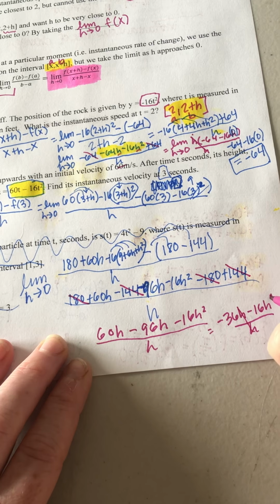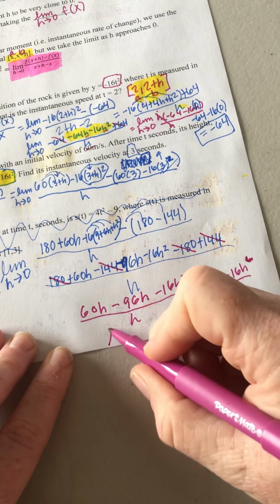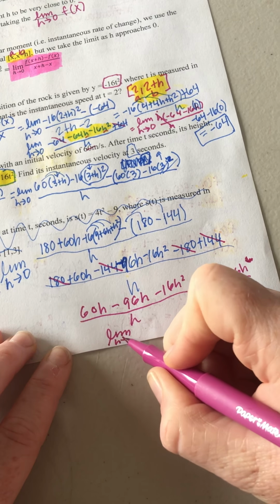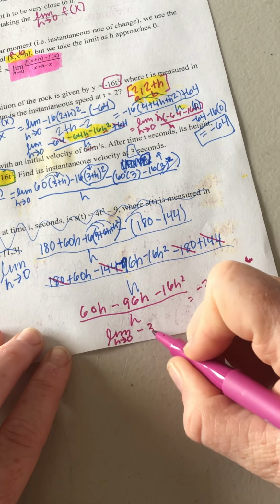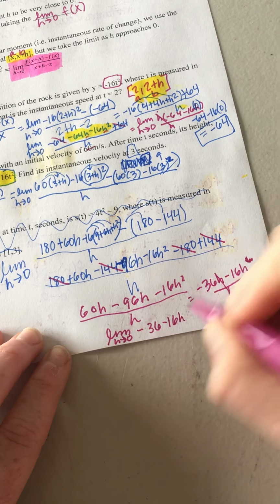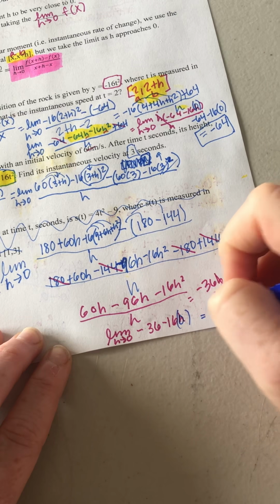Cancel your h's. So now we're at the final thing here. The limit as h approaches 0 of negative 36 minus 16h. So plug in your 0 here, and that's negative 36.